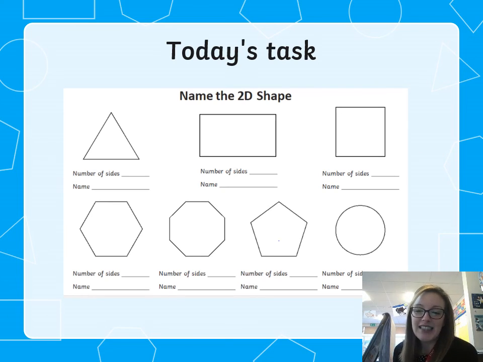So this is today's task. In your home learning pack, you should find this sheet of paper, and there are pictures of all those shapes that we've looked at today. The first thing you need to do is count how many sides those shapes have, and see if you can write the name of those shapes. You can use this video to help you, so you can go back and look at some of those shapes. You can pause the screen to help you write the names of them.